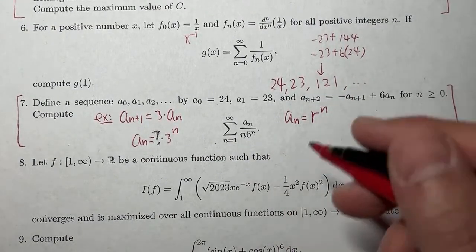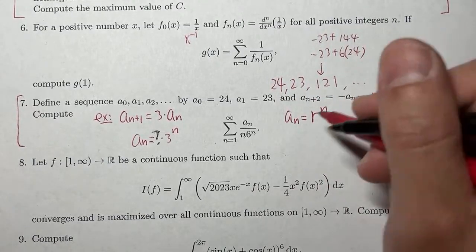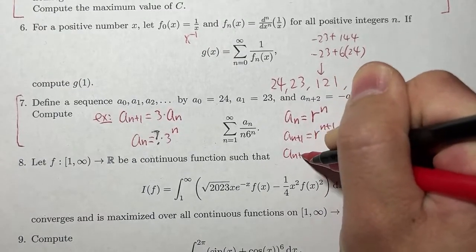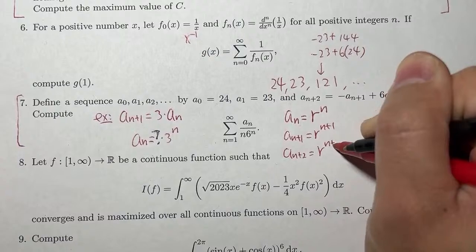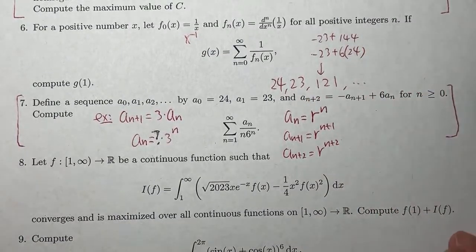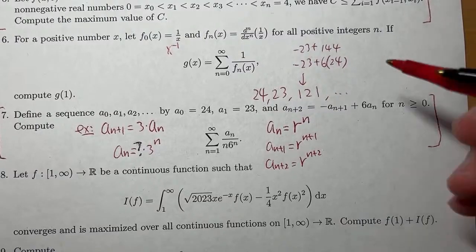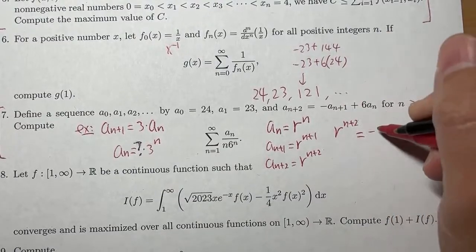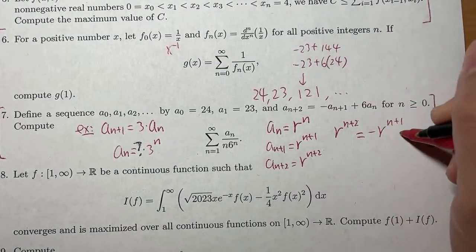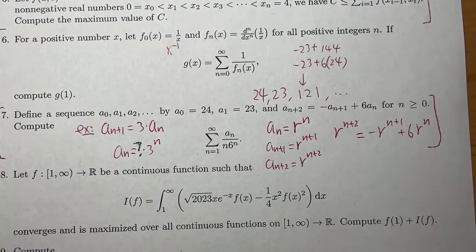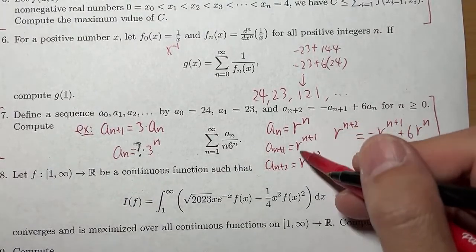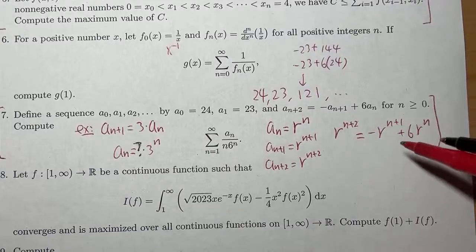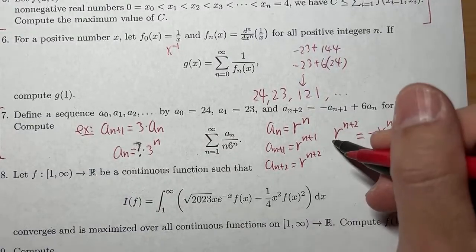Next, An plus 1 is just r to the n plus 1. An plus 2 is just r to the n plus 2. And then we plug into this equation. So we are looking at r to the n plus 2 equals negative r to the n plus 1, plus 6r to the n. Now, if r is equal to 0, of course, that is just game over. Nothing's happening, so we don't want r to be 0. That means we can divide everybody by r to the n.